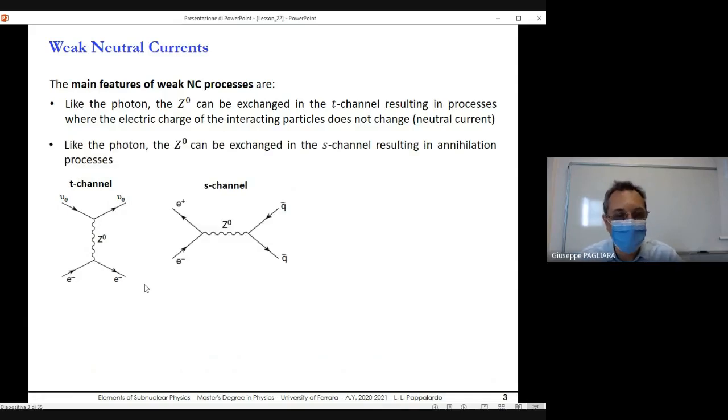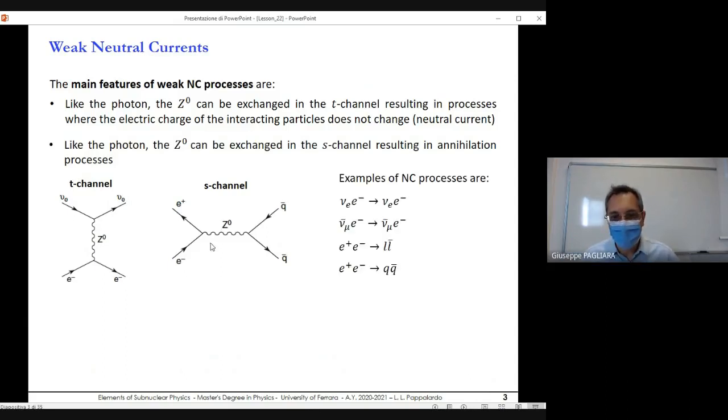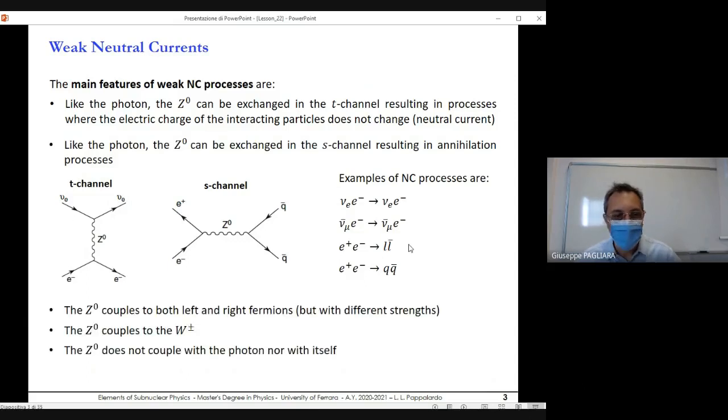Or, like the photon, the Z can also be exchanged in S-channel, resulting in annihilation processes. For instance, e plus e minus can annihilate, if you have enough energy in the center of mass, into a Z0, which can further decay into a fermion-antifermion pair. Okay. And you see here some examples. So the first and the last one are depicted here in the diagrams, and then you can also have many other examples here. A few other more important properties.